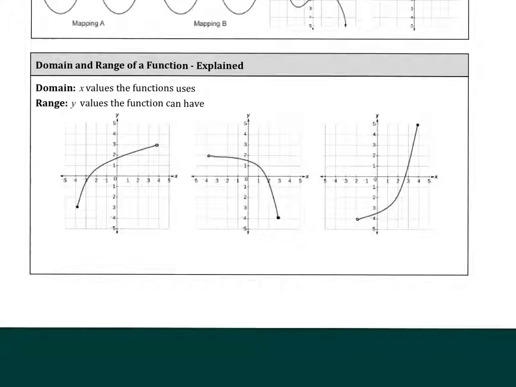For domain and range of a function given a picture like these graphs over here, just keep in mind domain is the x values, range is the y values. And what I tend to do for these is imagine myself tracing the graph mentally with my eyes, with my finger, whatever. And for domain, I'm going to think about what are all the x values I'm hitting.